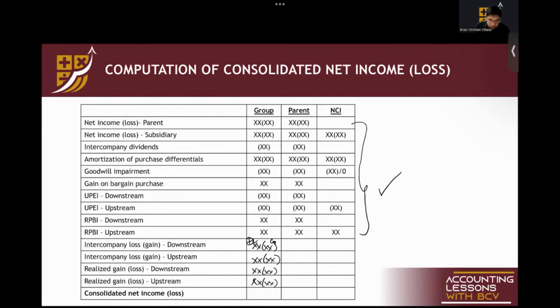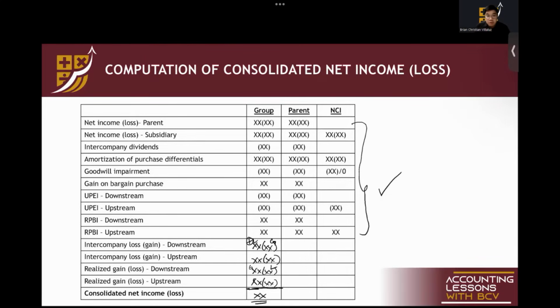Next, if you are to recognize realized gain or loss, eto naman, yan. Pag naka-positive siya, ibig sabihin that is gain na, no? Babaliktad na sila. Pag negative, loss na siya. Do you follow? Yan. And observe, naka-separate pa rin yung downstream and upstream. Okay? Yung rason dyan, pag downstream, di ba si parent lang maapektuhan? Pag upstream, both parent and NCI na. Gets?